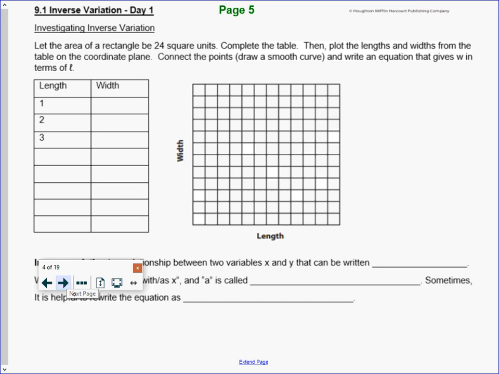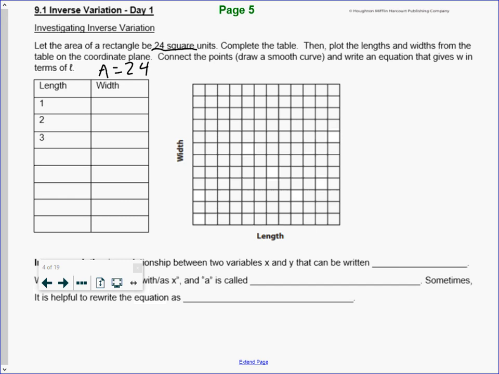So now we're going to talk about inverse variations. That's the big thing of the day today. Look at what an inverse variation is. So here we're going to take that same example, the area equals length times width, but now we're going to say the area will always be 24. So we're going to say that the area is always going to be 24, and that's what we're going to graph.